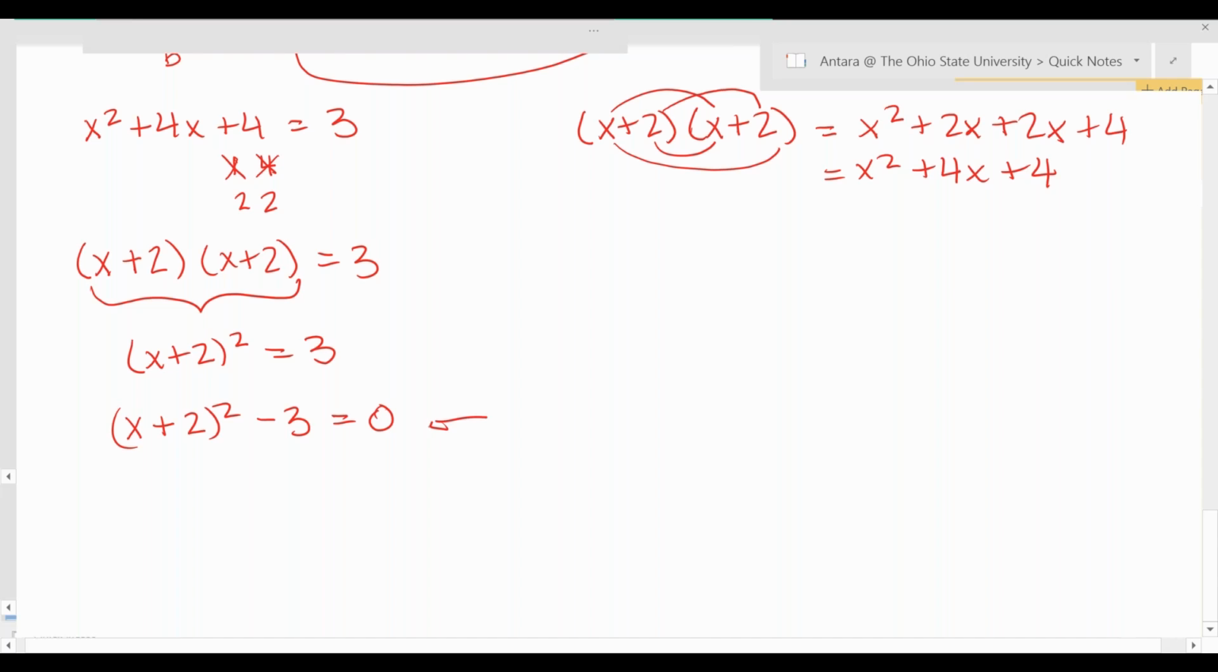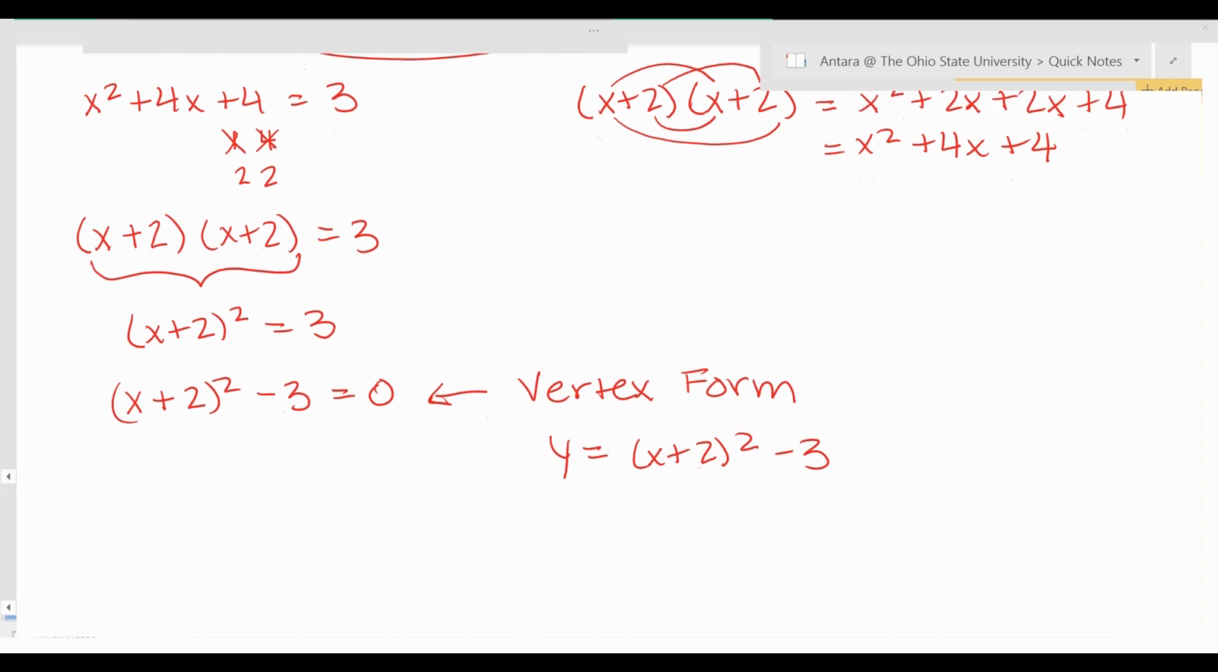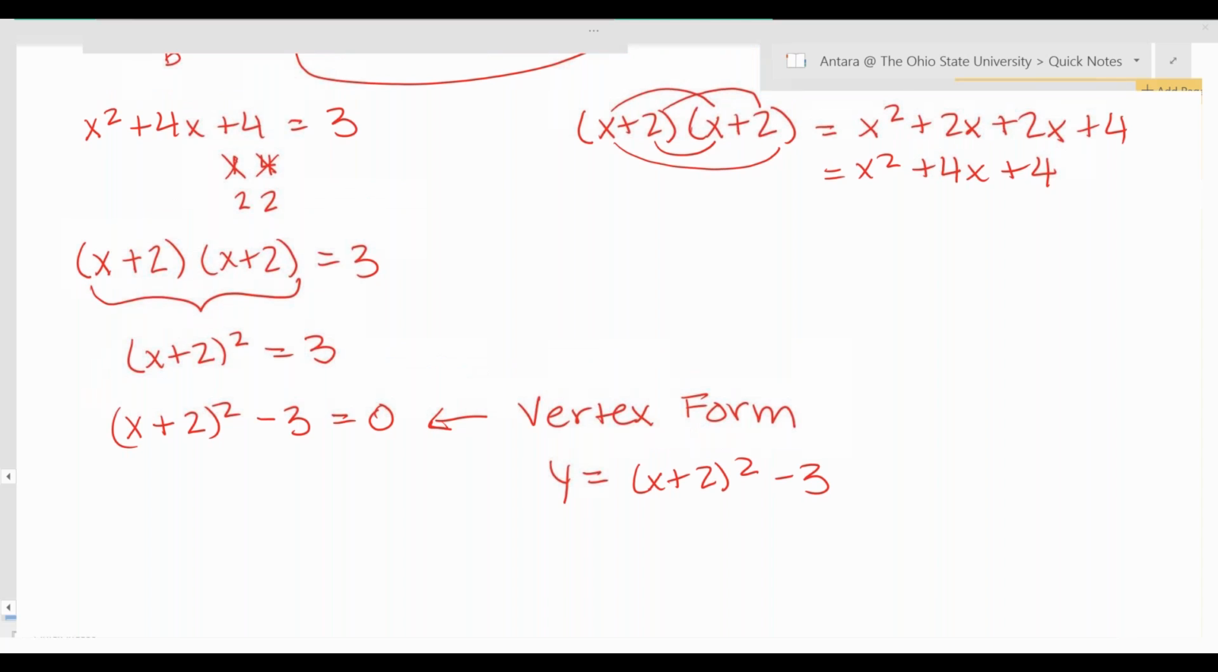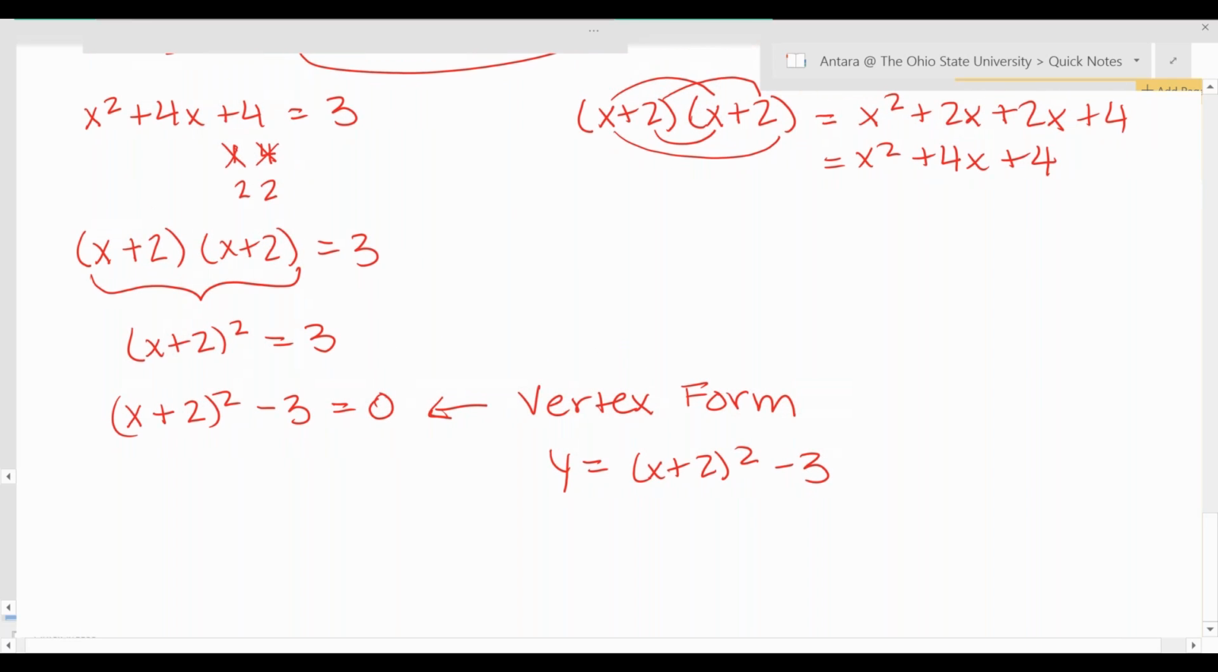This is actually called vertex form. I just didn't want to go extremely into quadratic equations and graphing, but this vertex form is usually used to find the vertex of the parabola and graph these equations. If you want to graph it, it would turn into the function y equals x plus 2 squared minus 3. But I'm not going to go into that today. I just wanted to highlight that as a reason that we do completing the square.